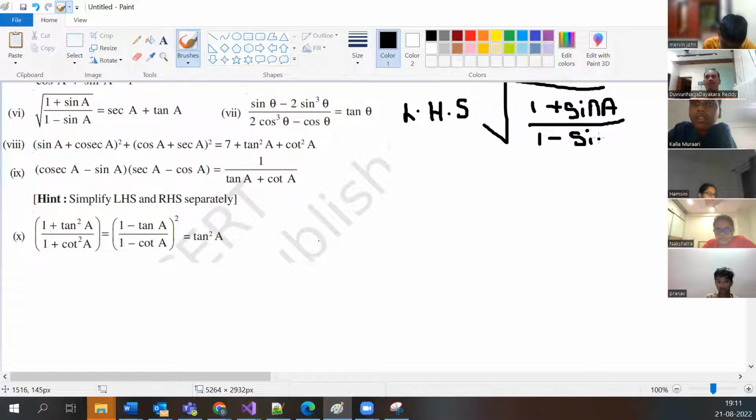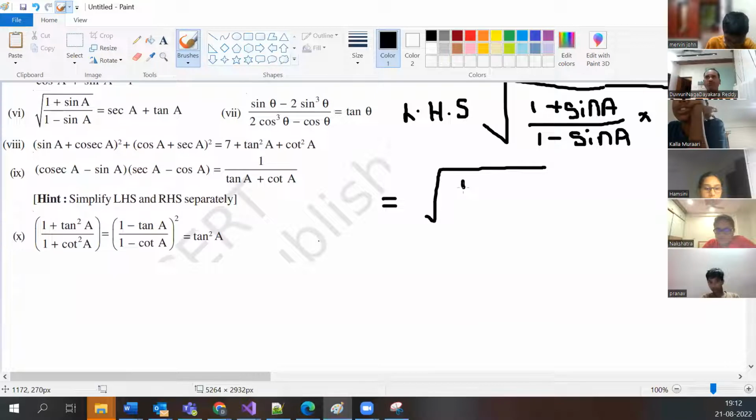Now do the rationalization. What is the rationalizing factor for this? 1 plus sine A. So the numerator will become 1 plus sine A into 1 plus sine A. What will it become? I am asking about the numerator. It will be A plus B whole square, that means 1 plus sine A whole square.